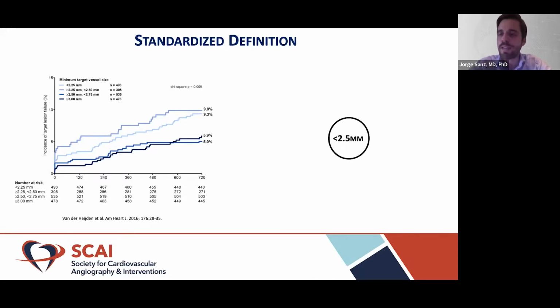Therefore, a cutoff diameter of less than 2.5 was the value associated with an increased risk of events at follow-up. This is why we propose this value as the definition associated with an increased risk to define a small vessel.